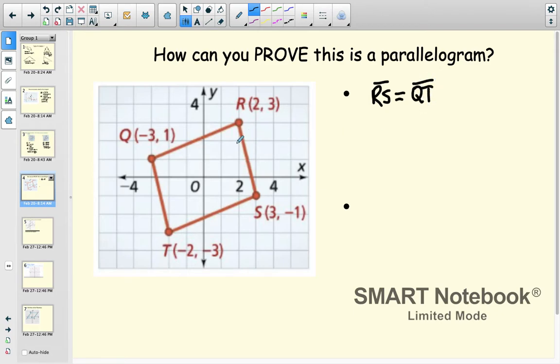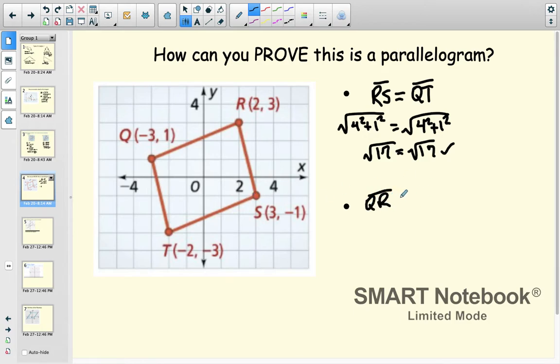Right, so if we look at it, this goes down 4 and then over 1. So this is 4 squared plus 1 squared. And then this also goes down 4 and over 1. So this is 4 squared plus 1 squared. So both of them are equal to square root of 17. So that works, right? Now we just need to look and see, is QR equal to ST?